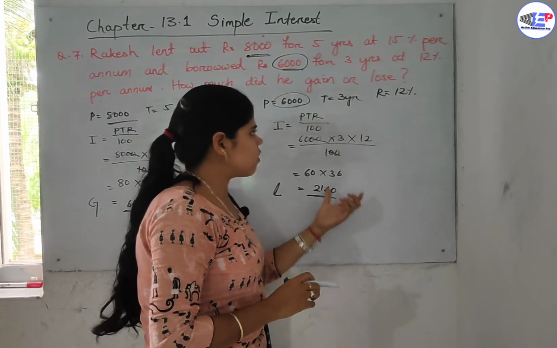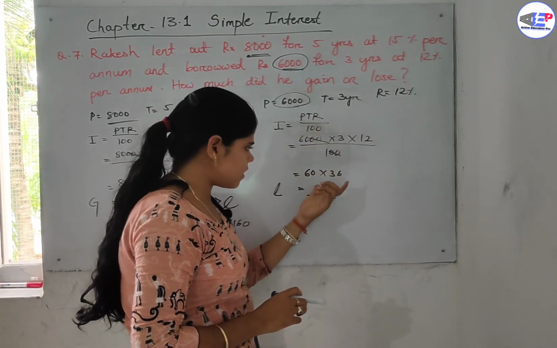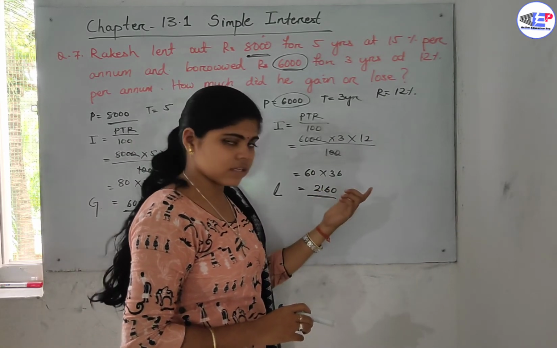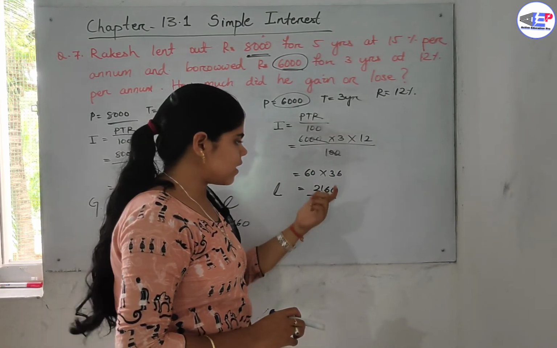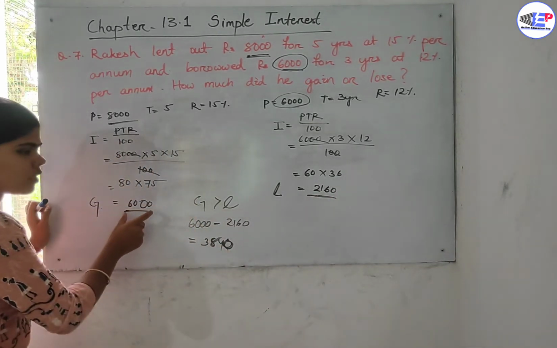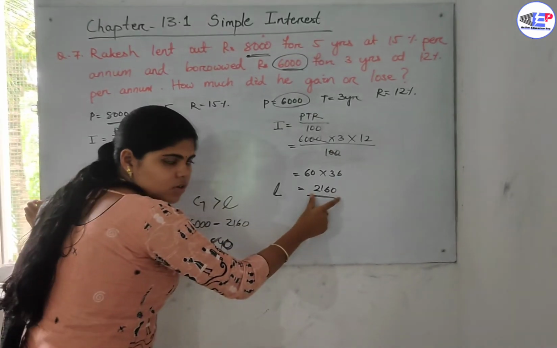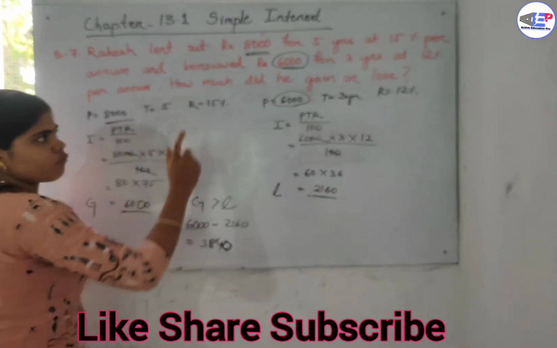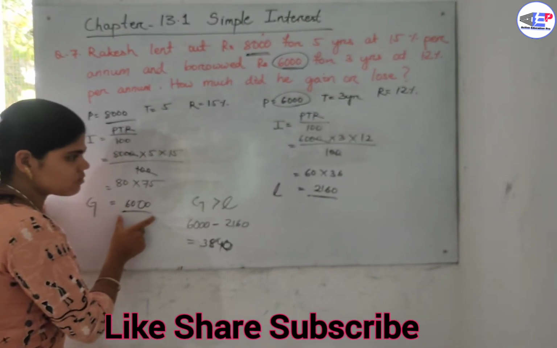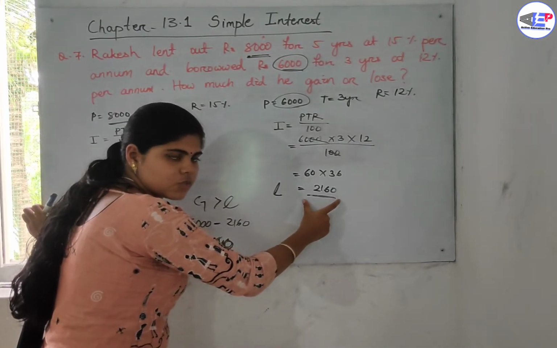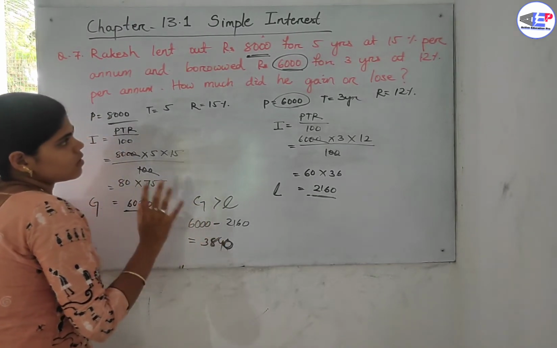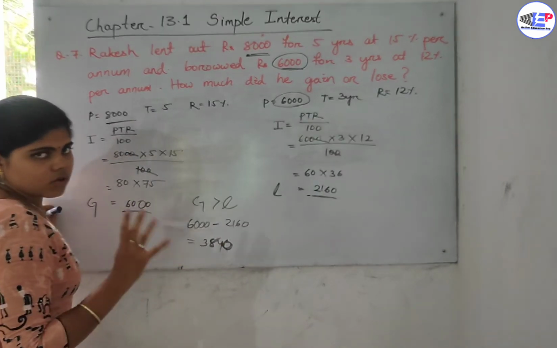And this is also the basic formula. I is equal to PTR upon 100. By putting the values of PTR, finally the interest value is 2,160. He took this money, so that's why he has to pay this interest to the other person. Okay, here he will get this money. He will pay this money to another person. So finally the question was to find out the gain or loss and the amount of gain or loss. So here gain value is 6,000 rupees and loss value is 2,160 rupees. Here gain is more than loss. So that's why finally the gain value is 3,840.